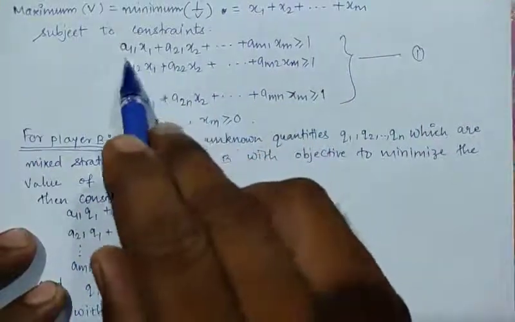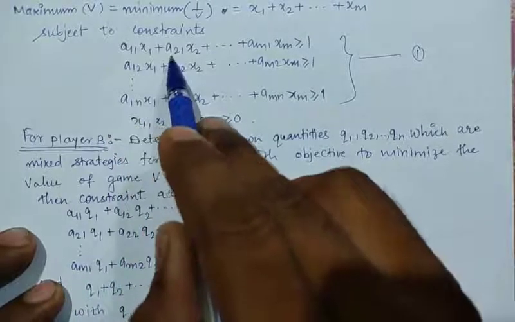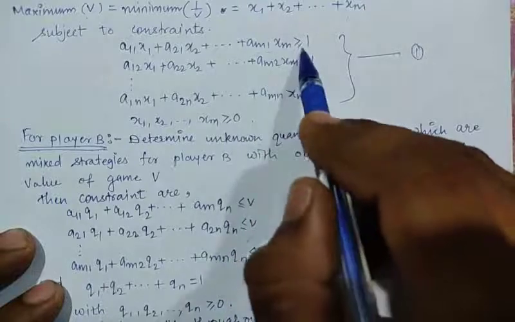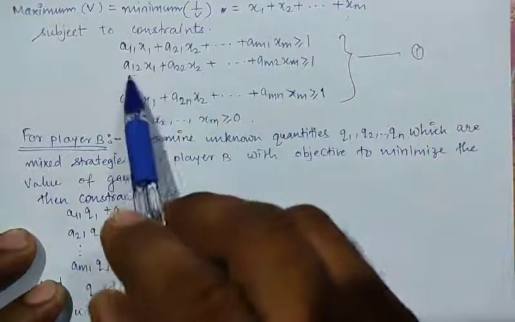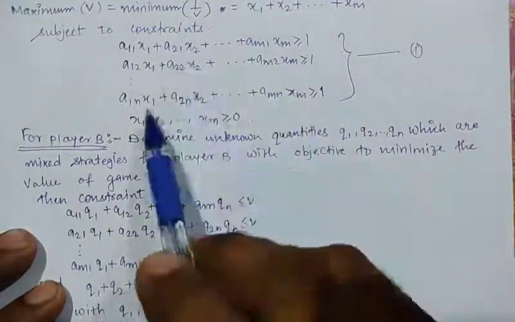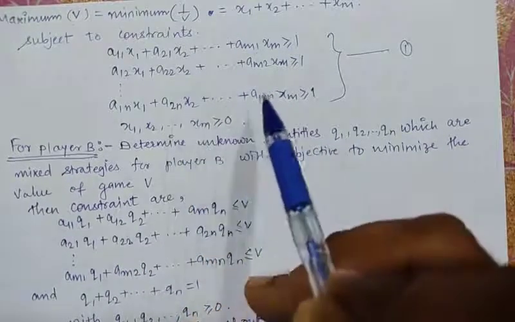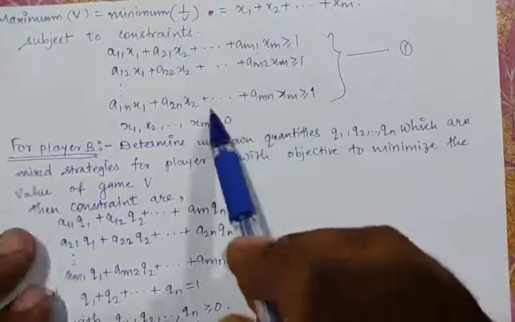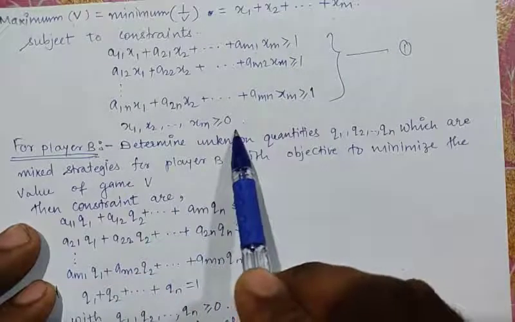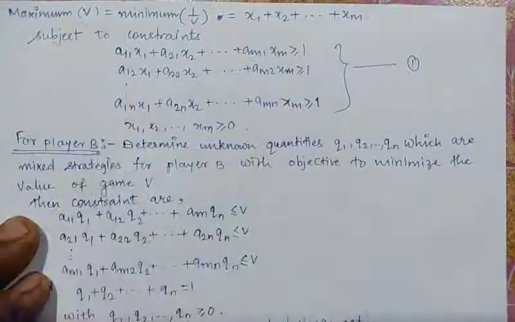to the constraints: A11 into P1 upon V, which is x1, plus A21 into P2 upon V, which is x2, plus up to AM1 xm greater than or equal to 1. And next A12 x1 plus A22 x2 plus up to AM2 xm greater than or equal to 1. And finally we get A1n x1 plus A2n x2 plus up to AMN xm greater than or equal to 1. And all these values x1, x2 up to xm must be greater than or equal to 0. Okay, so we get the first constraints in terms of player A.